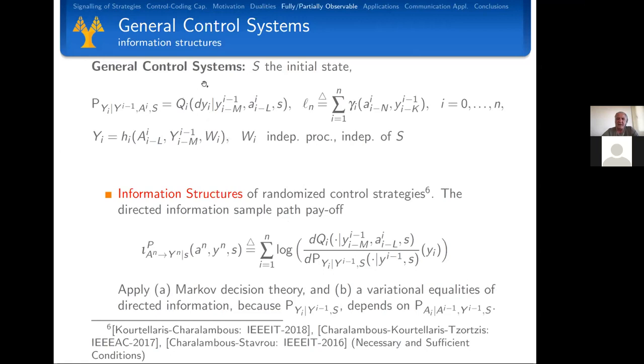So let me go to a specific model. One of the things that I consider is a general control system. I assume an initial state, if there is one; if there is not, then S will not be here. But anyway, suppose I have a model that depends on finite past of the previous outputs, finite past of the previous inputs, and the initial state, and then I have a payoff that is consistent with that, but with a different memory. For example, the output could be like a nonlinear system like this, where the W_i are independent processes, independent of S.